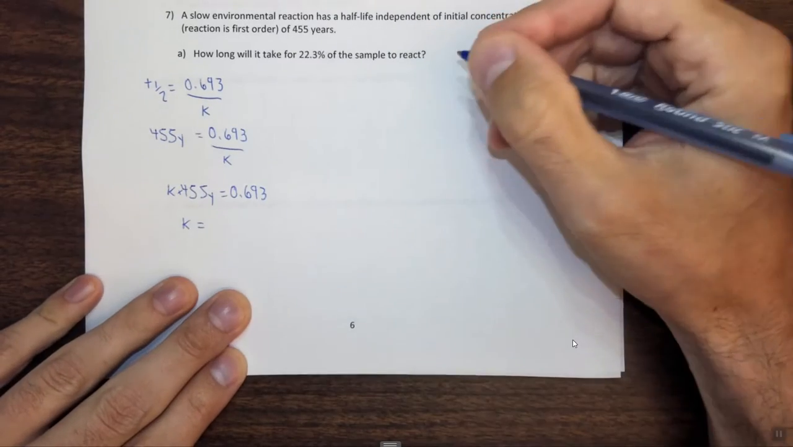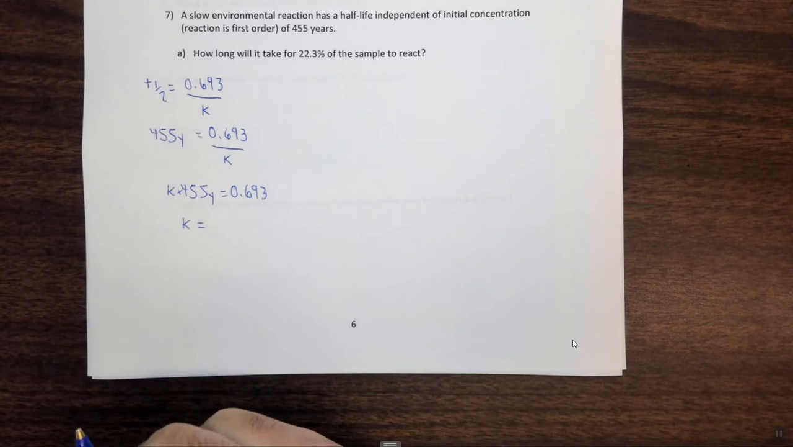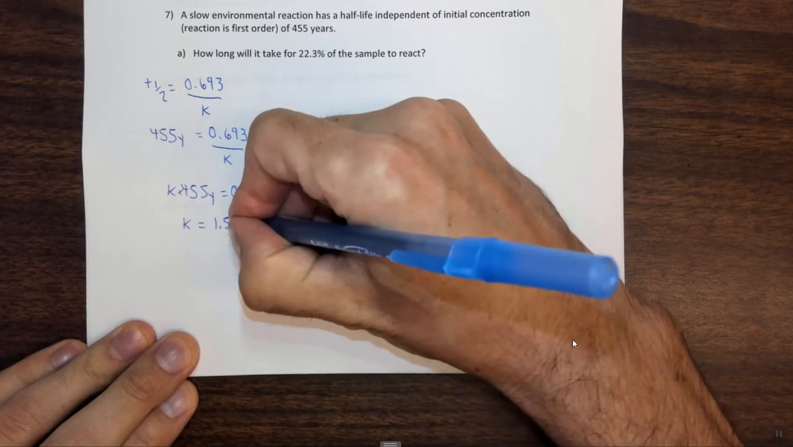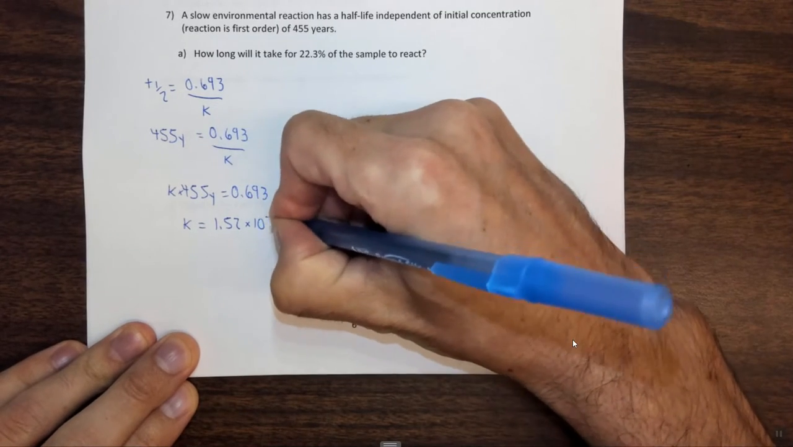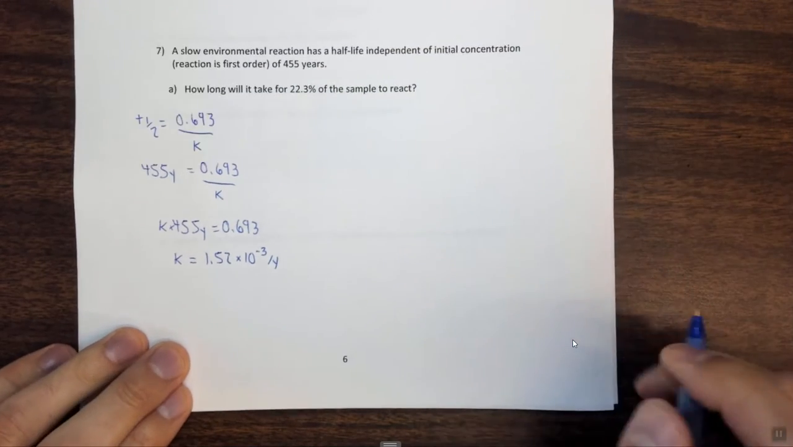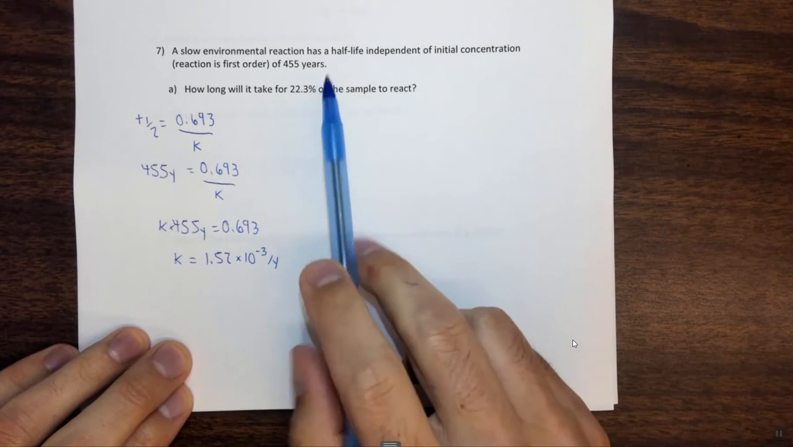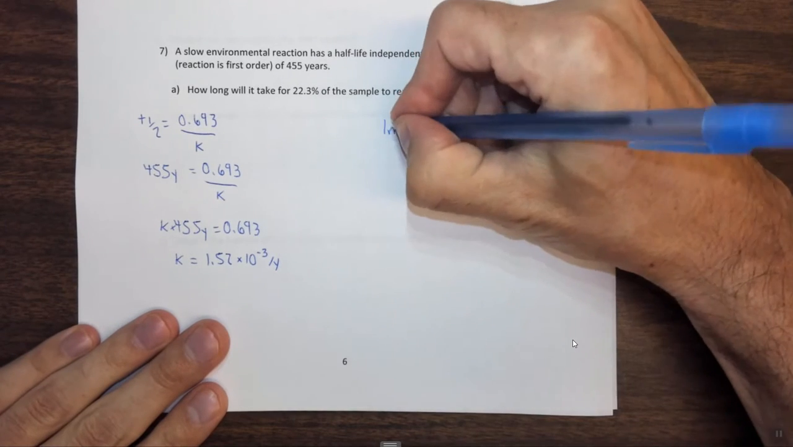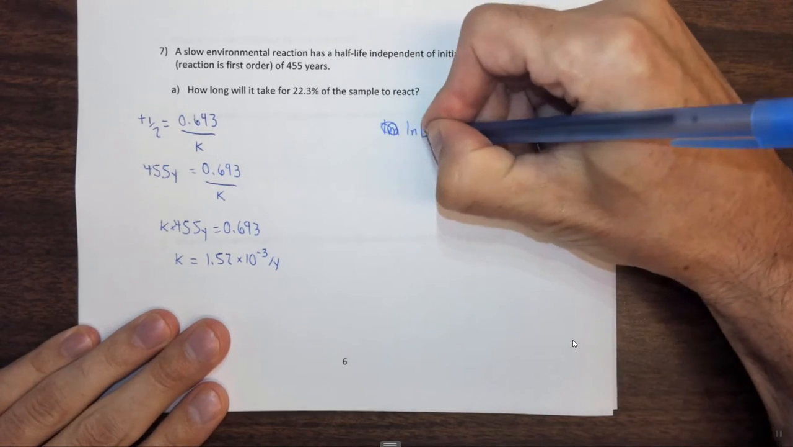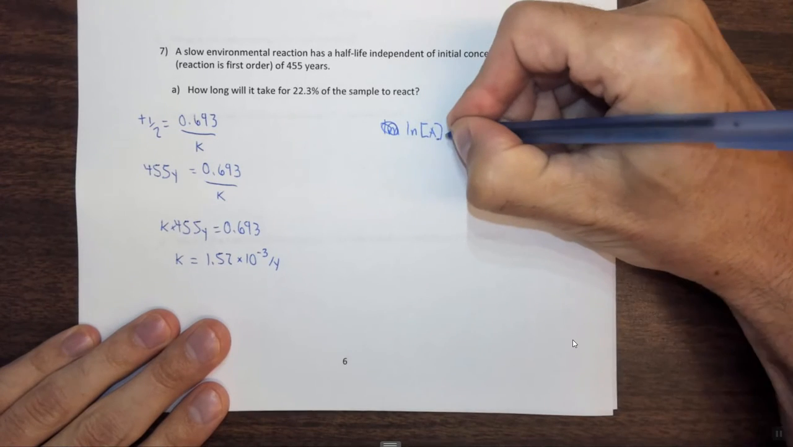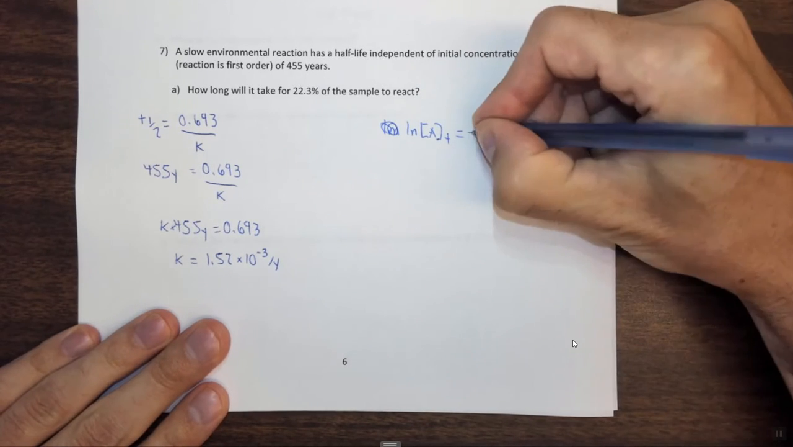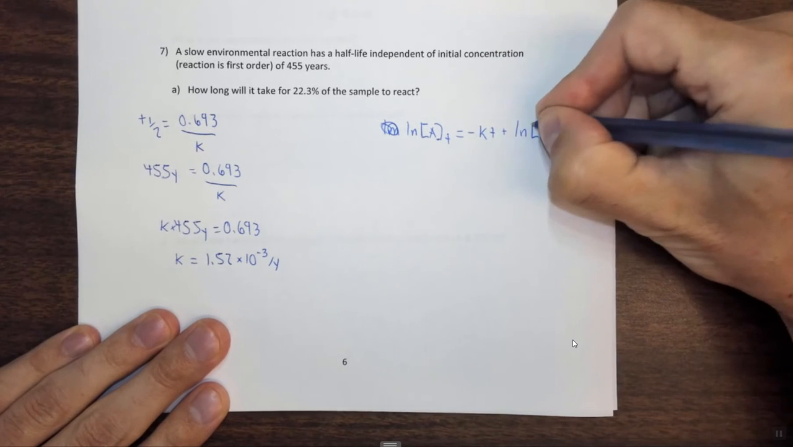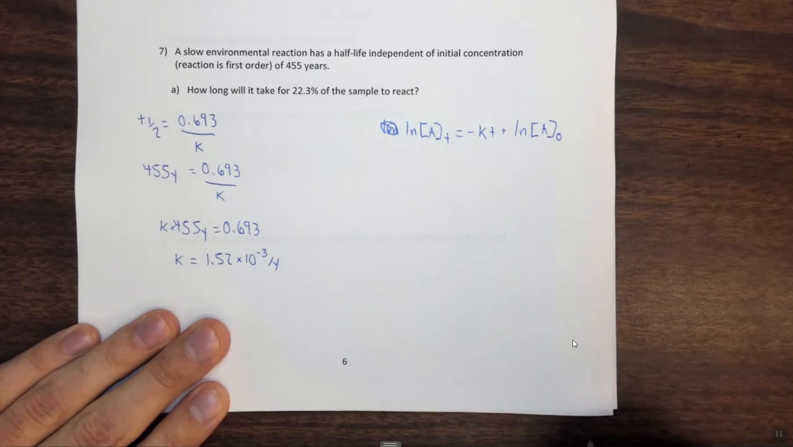K equals, and when you do that math, you find that K is equal to 1.52 times 10 to the minus 3 per year. So now we know the value of K. Now we can use the integrated first order rate law in order to solve this problem. And the integrated first order rate law is the ln of concentration of, we'll just call it A, at some time is equal to negative KT plus the ln of the concentration A initially.